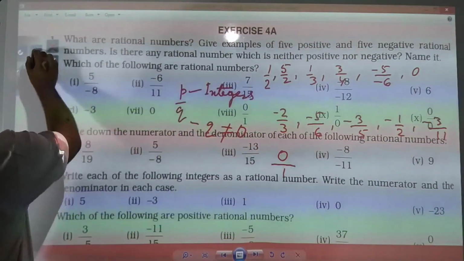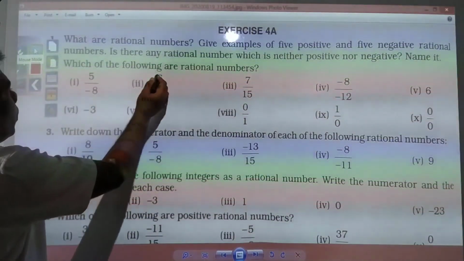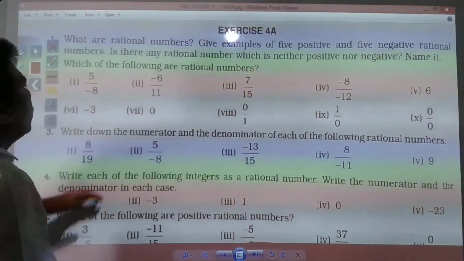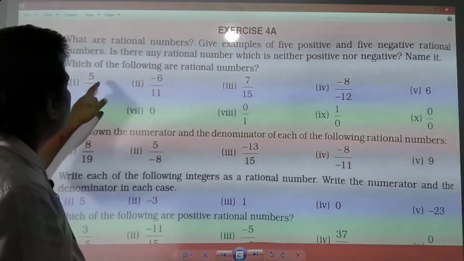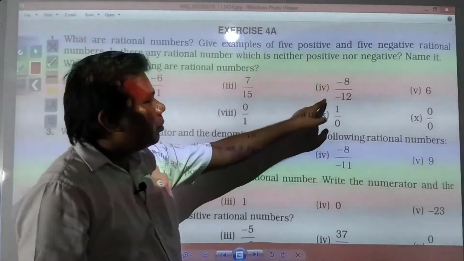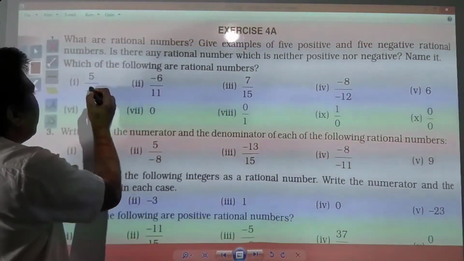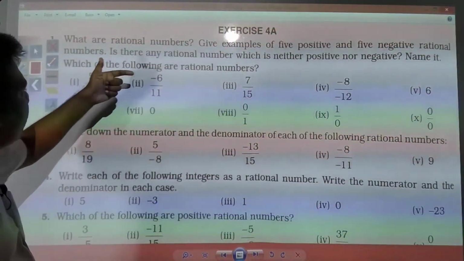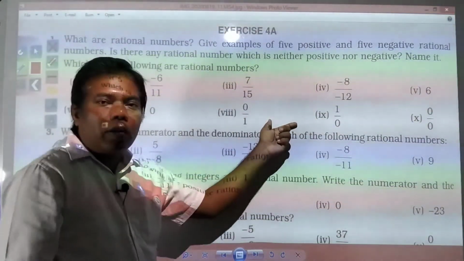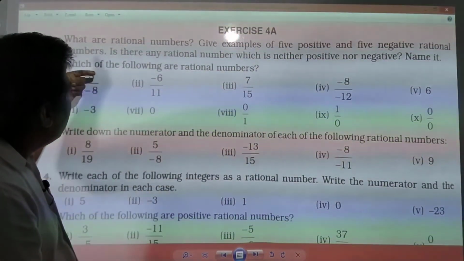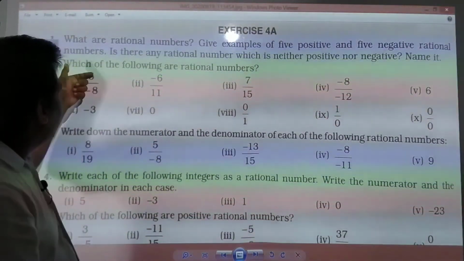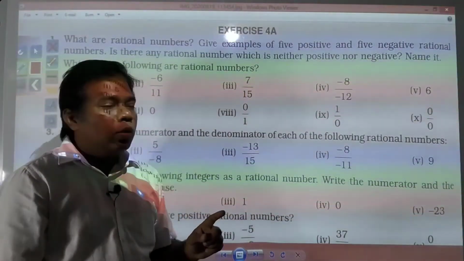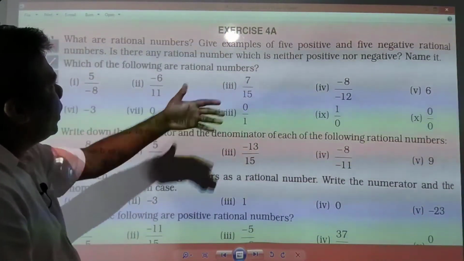Then you have, which of the following are rational numbers? You can find out which are rational numbers. So here you see 5 by minus 8. You need to see whether they have been expressed in the form of p by q, and both p and q should be integers, and q must not be equal to 0. So those numbers will be rational numbers.